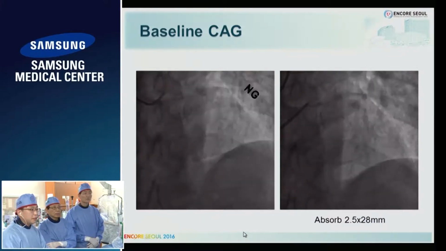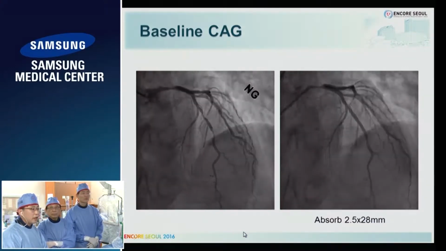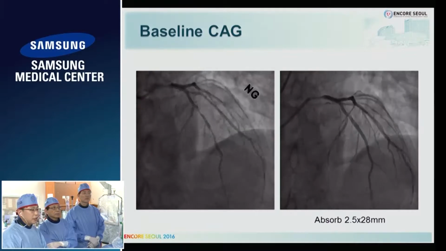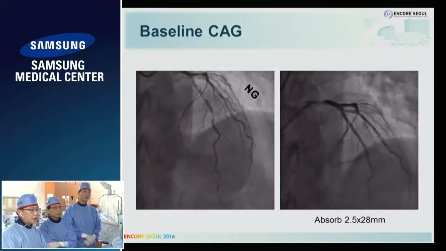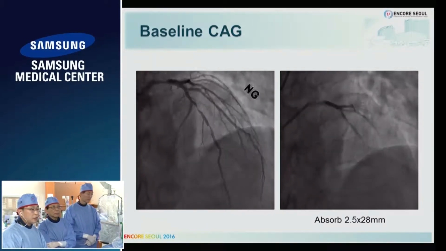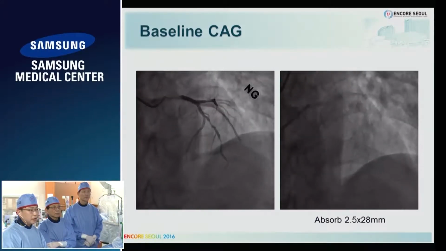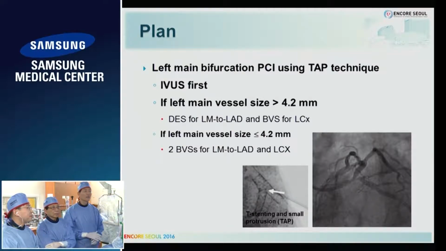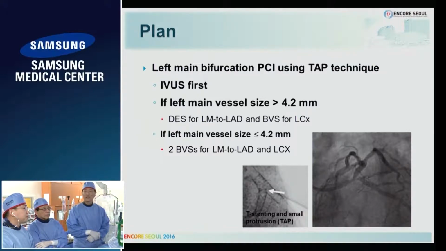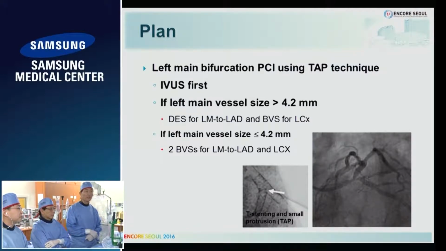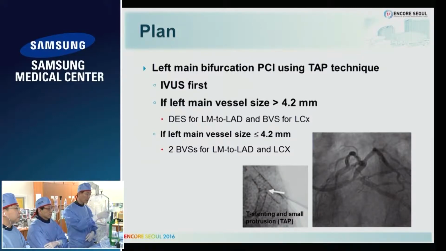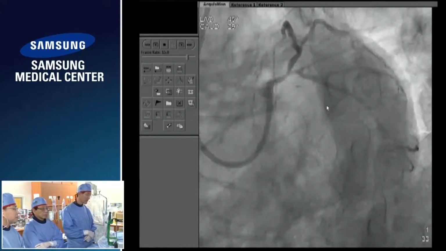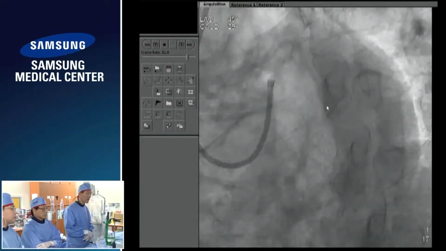Dr. Gwon previously performed the PCI for mid-LAD region using BVS, Absorb 2.5 times 28 millimeters. Next. Dr. Gwon: Yeah, so let me show you the angiogram today, and Dr. Santoso will explain about the plan. Angiogram, please. Yeah, this is today's angiogram.